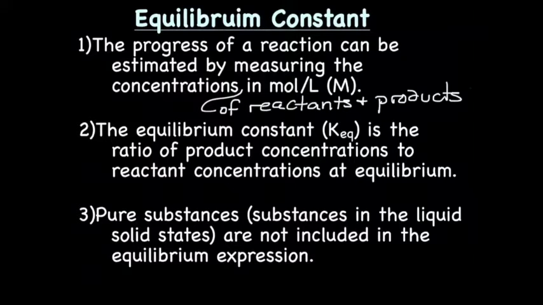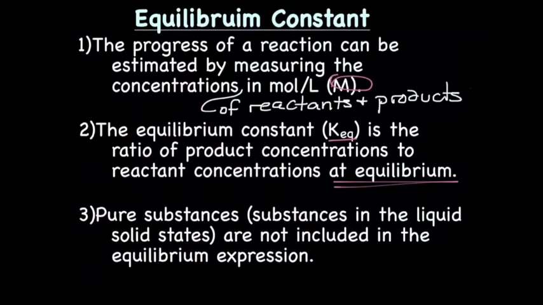All right, let's talk about the equilibrium constant. The progress of a reaction can be estimated by measuring the concentrations of reactants and products in moles per liter, which is also known as molarity. The equilibrium constant, K subscript EQ, is the ratio of product concentration to reactant concentration at equilibrium.